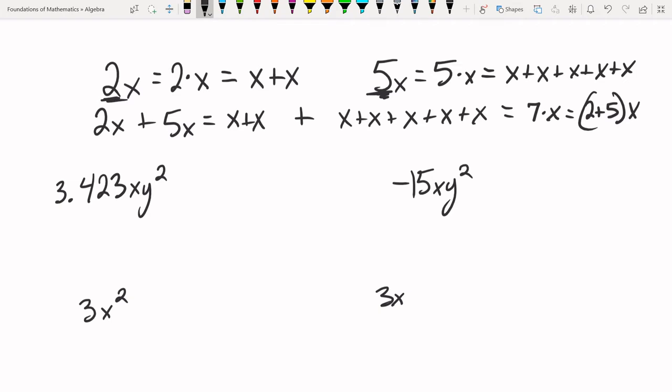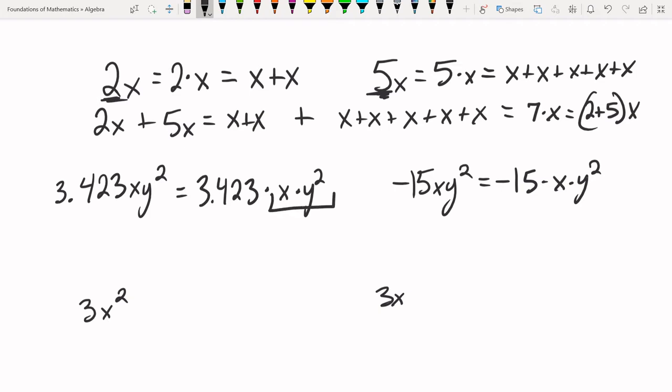In the next case, we have 3.423 times x times y squared. The next one is negative 15 times x times y squared. You can see that the variable part, x times y squared, these are like terms. The number doesn't matter to see if they're like terms or not, just the variable part. So if these were adding or subtracting, we could actually do that.